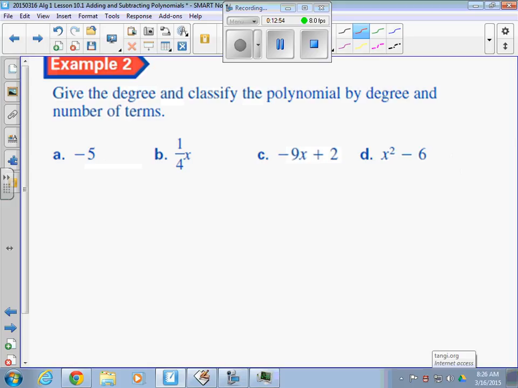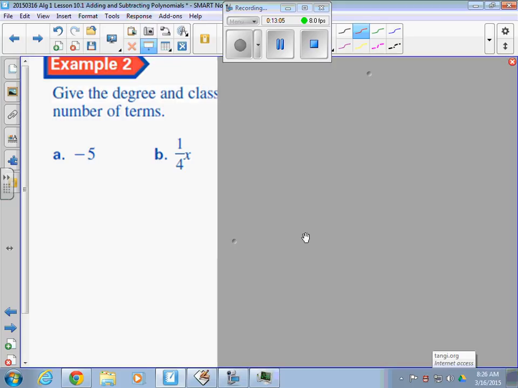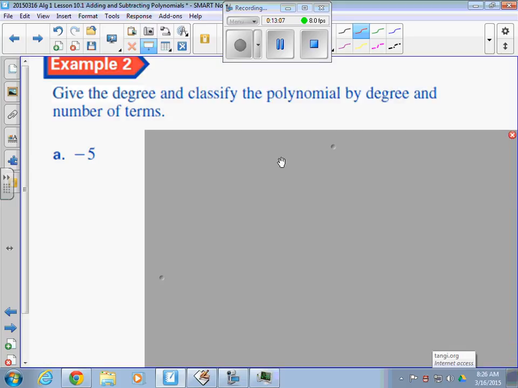We're going to do the same thing here. Give the degree, and then classify it by its degree and number of terms. I only want you to do 2 things for these. In fact, let's not do them all at once. Let's do them one at a time. What's the degree of this one, and how many terms is it?